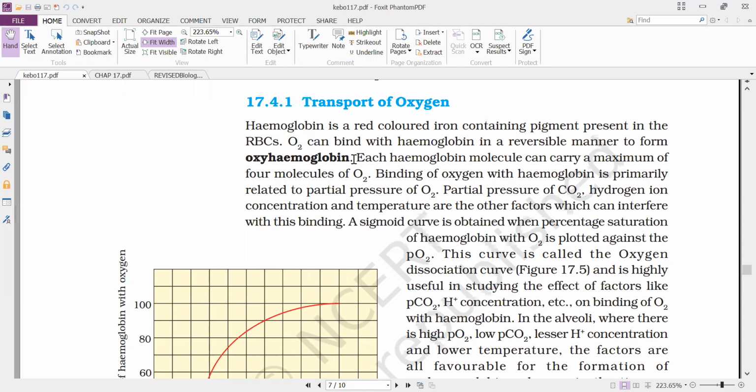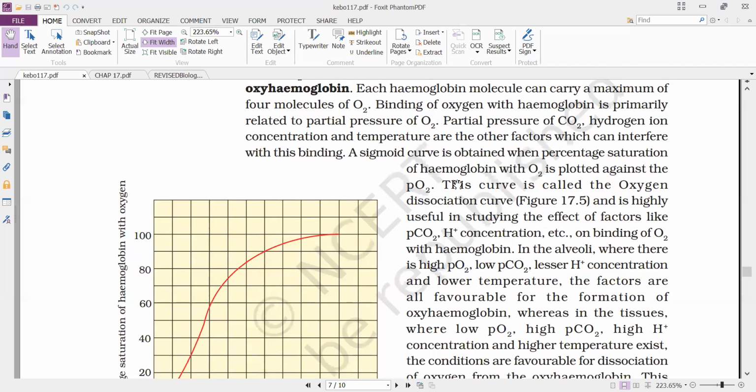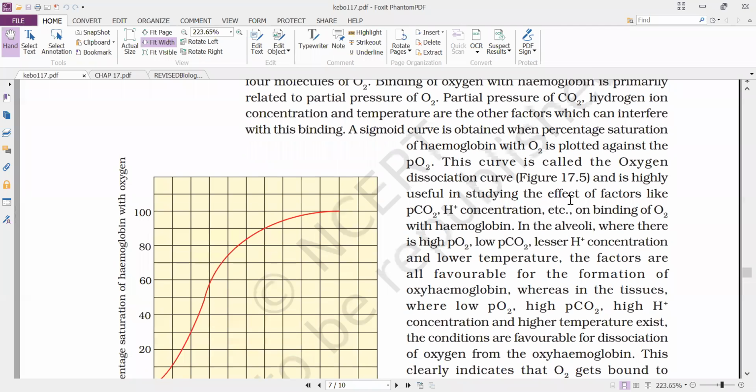A sigmoid curve is obtained when the percentage saturation of hemoglobin with oxygen is plotted against the partial pressure of oxygen. This curve is called the oxygen dissociation curve and is highly useful in studying the effect of factors like partial pressure of carbon dioxide, H plus ion concentration, etc.